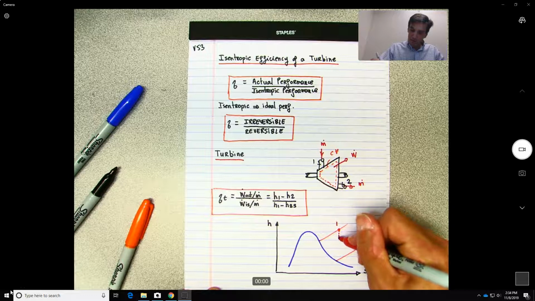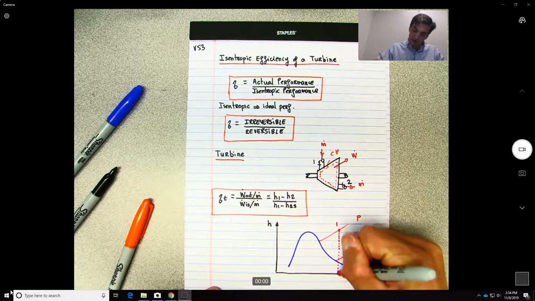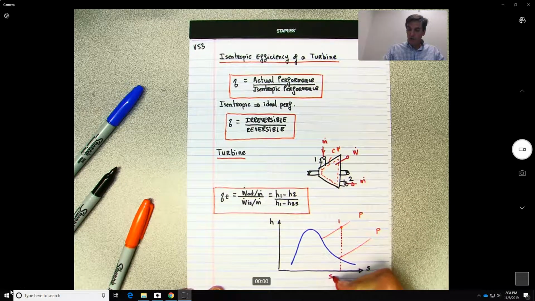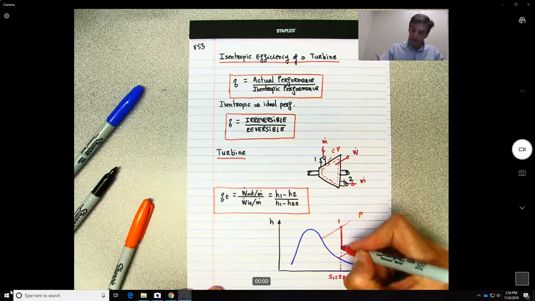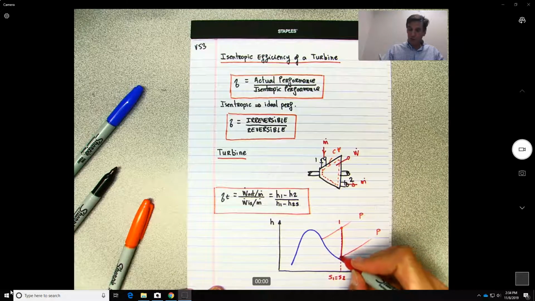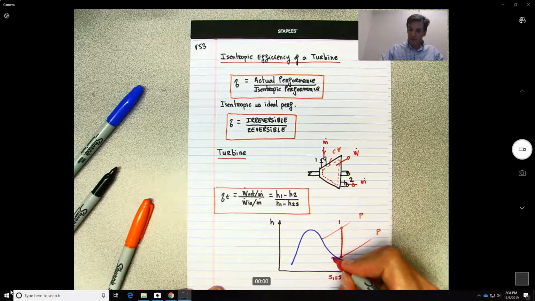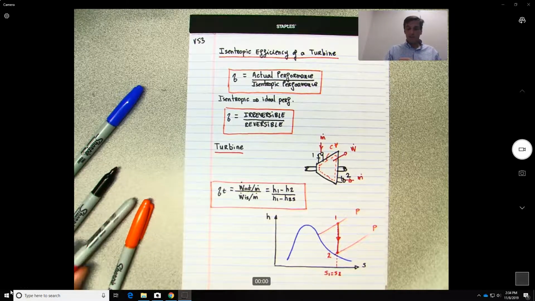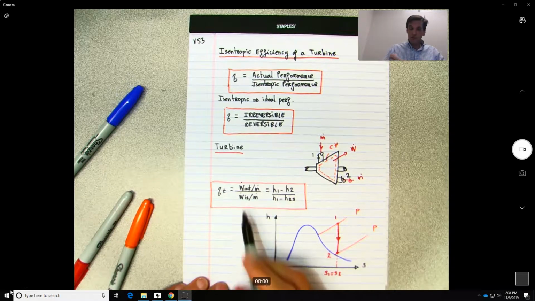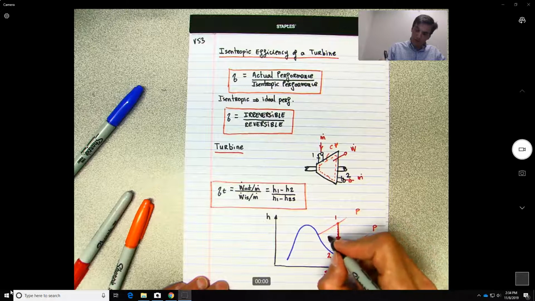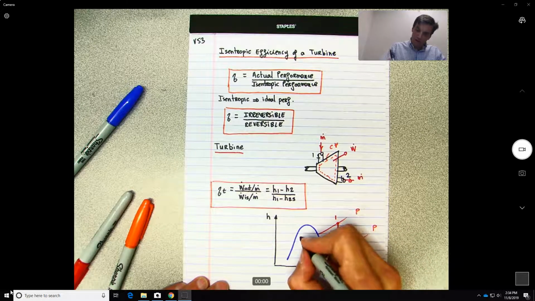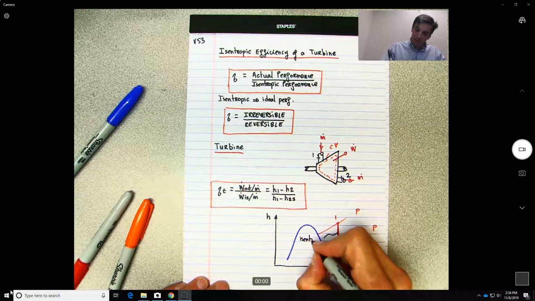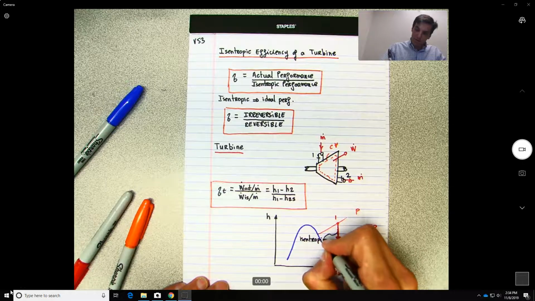What does that mean? That S1 should be equal to S2. So you go from this line directly to this point here, and this will be the isentropic. Okay, so the one we define over here. Isentropic. So will be the ideal case.